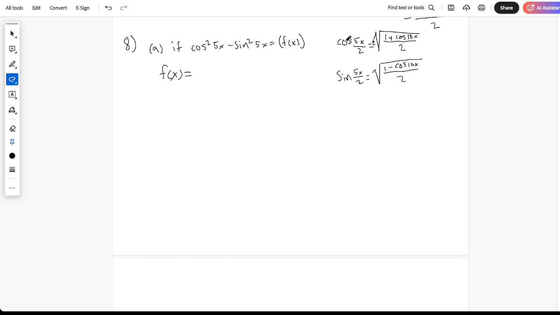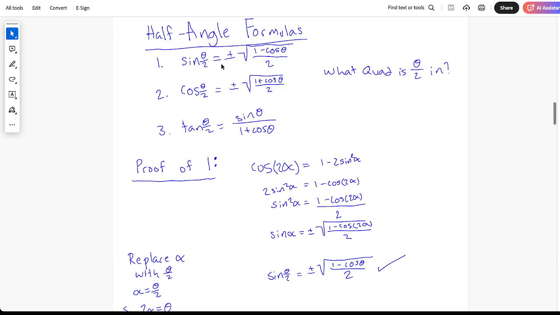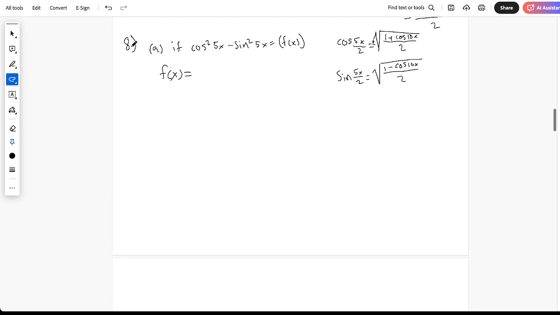So notice with the cosine it's 1 plus, and with the sine it's 1 minus. That's just how the formula goes. Not sure why. I'm sure I could prove it if I took the time, but I don't feel like it. So, whatever. Okay, so now we have to take this, and notice that these are squared while this is not. So, what has to happen?